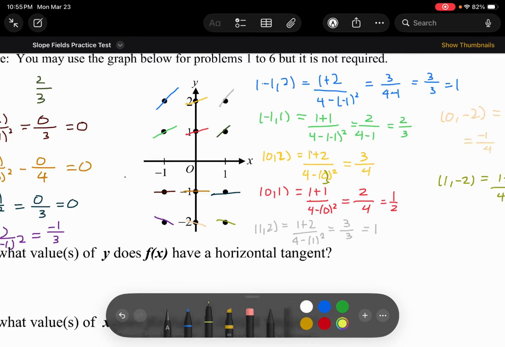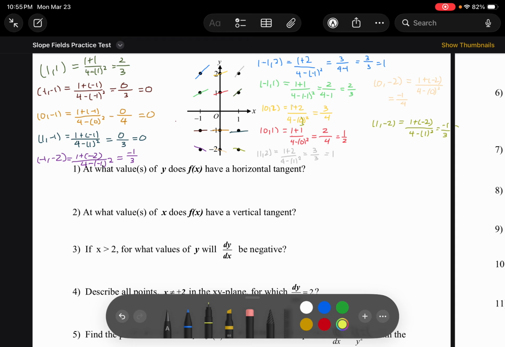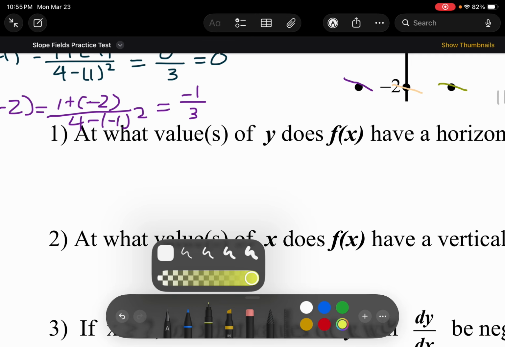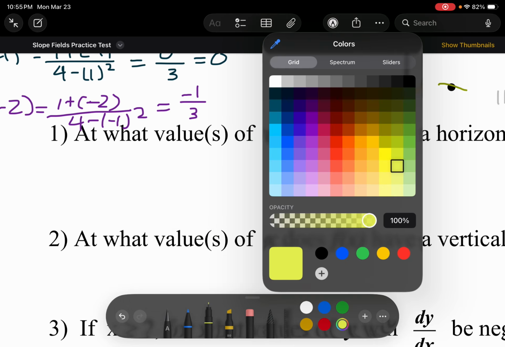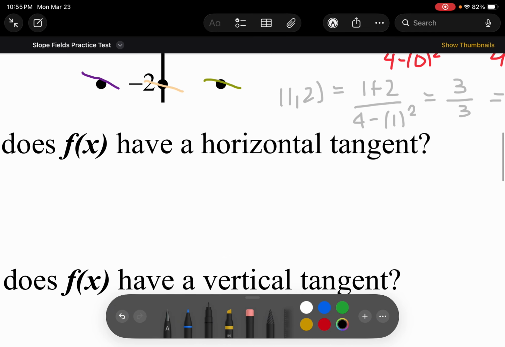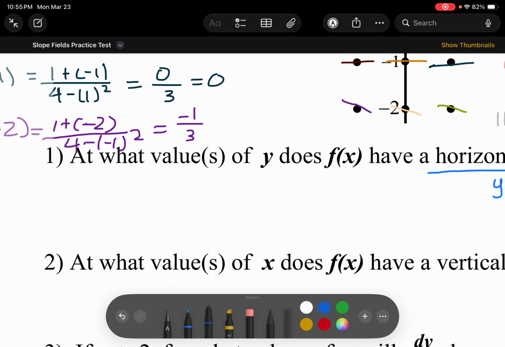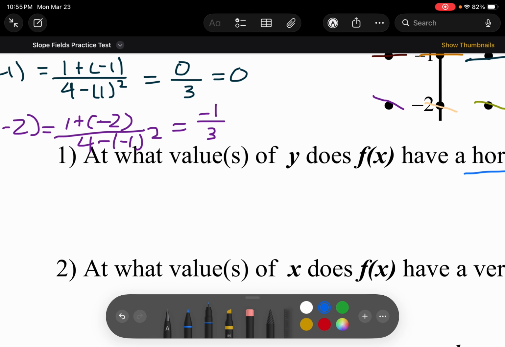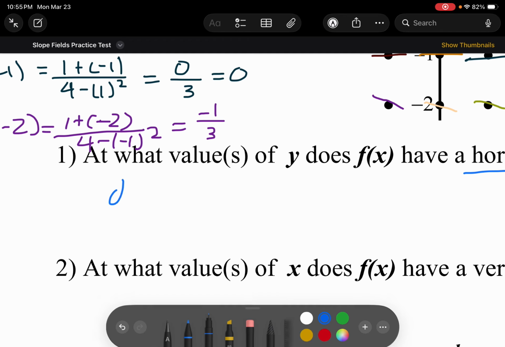Okay, so let's go to number 1. What values of y does f of x have a horizontal tangent? So if you guys remember from pre-calc or algebra 2, there is always going to be a horizontal tangent when y equals 0, or when the slope is equal to 0, right? So dy dx is equal to 0.